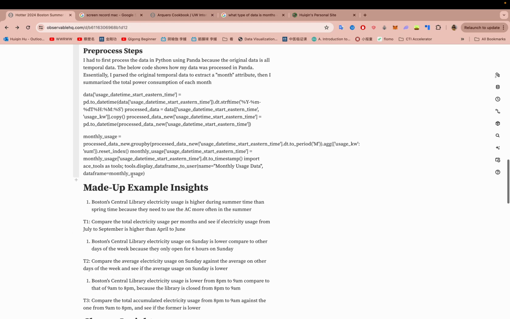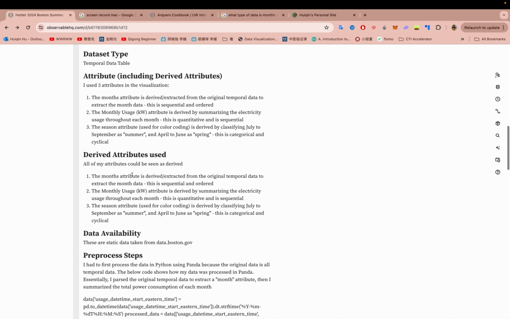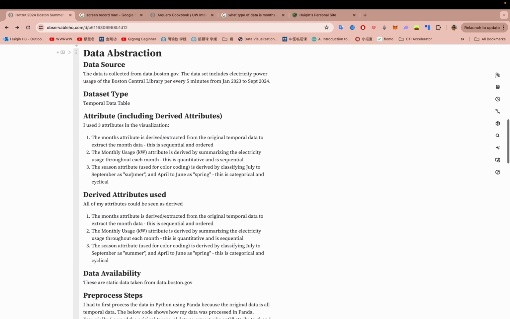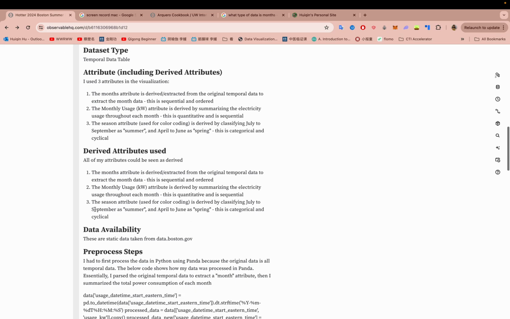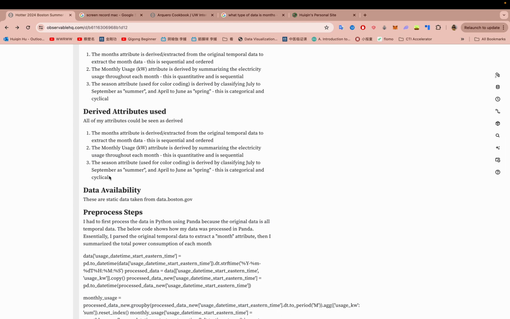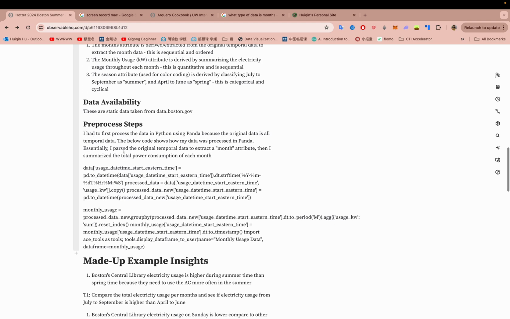I basically was pulling out the data from data.boston.gov, and then I analyzed the dataset type, which is temporal data. I was able to figure out what are the attributes I need. In this case, I need the month, the monthly usage, which is the total consumption of electricity per month, and I also needed a season attribute. And then basically I had to derive all of those attributes because in the original data set they're all not available. And then I pre-processed it using Python Pandas.